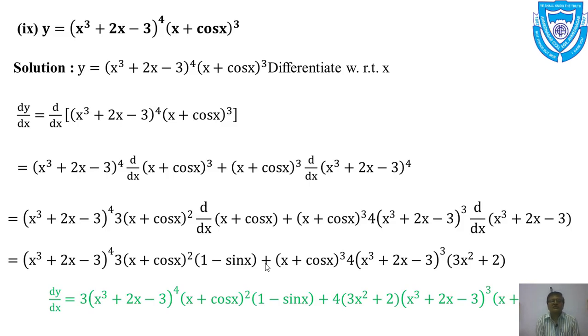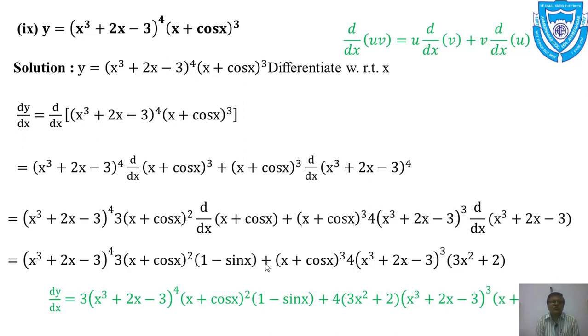Now this is our last example in today's lecture. y is equal to x cube plus 2x minus 3 raised to 4 into x plus cos x raised to 3. So here last operation is product. So we must use the product rule. Product rule reads derivative of u into v is equal to u into derivative of v plus v into derivative of u. In our problem, there are two functions and their product is given. We have to take derivative of product. So we use product rule.